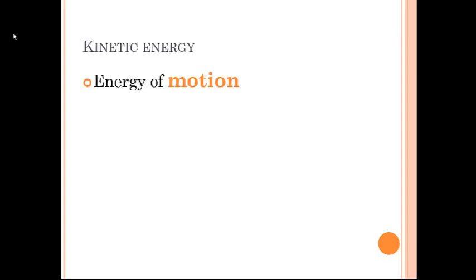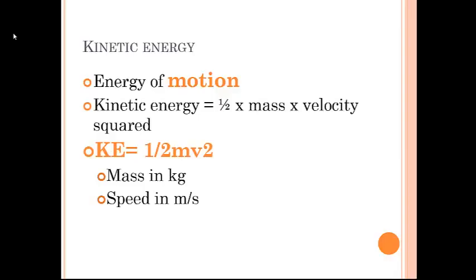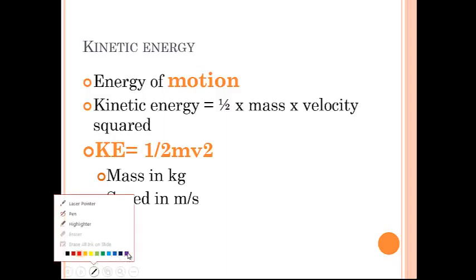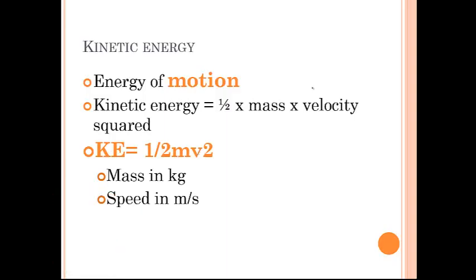Kinetic energy is associated with motion. So anytime that an object is in motion, it has kinetic energy. We have an equation to be able to calculate kinetic energy. So kinetic energy is 1/2 times the mass times the velocity squared. So the mass is in kilograms and the speed is in meters per second. And as you can see, because the velocity is squared, the faster the object is moving is more important. So the speed is actually a bigger factor in kinetic energy than the mass is.